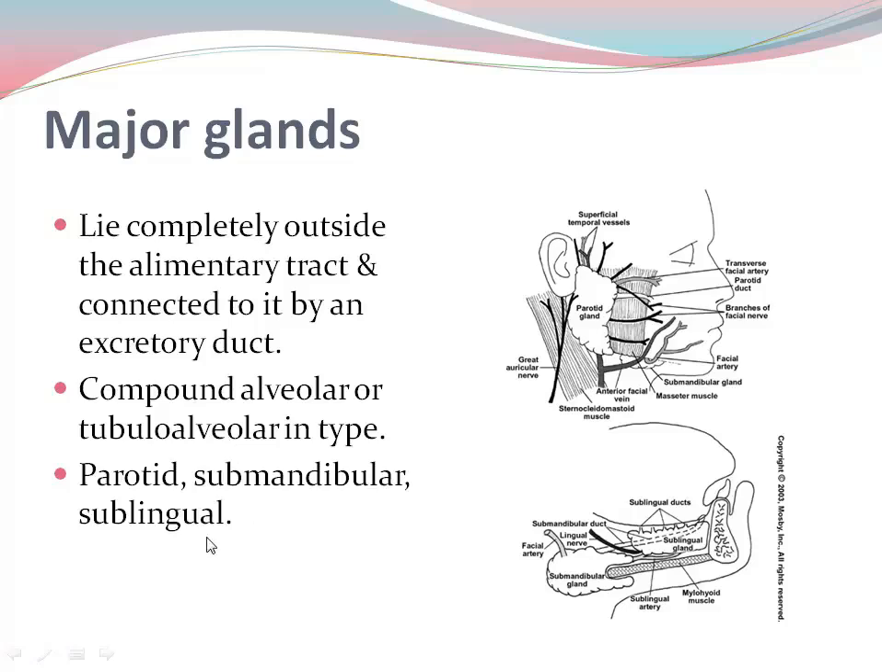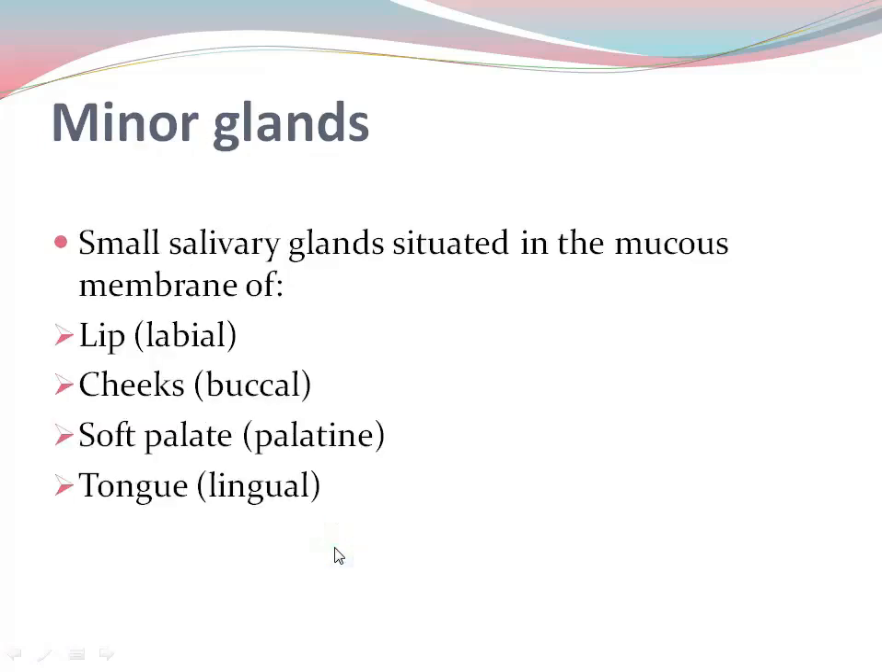So the parotid, submandibular and sublingual glands are the major salivary glands. Along with that, some minor glands are also present. Minor salivary glands are present in the jaw region, at the lip, cheek, soft palate and on the tongue. You will find these minor salivary glands there.